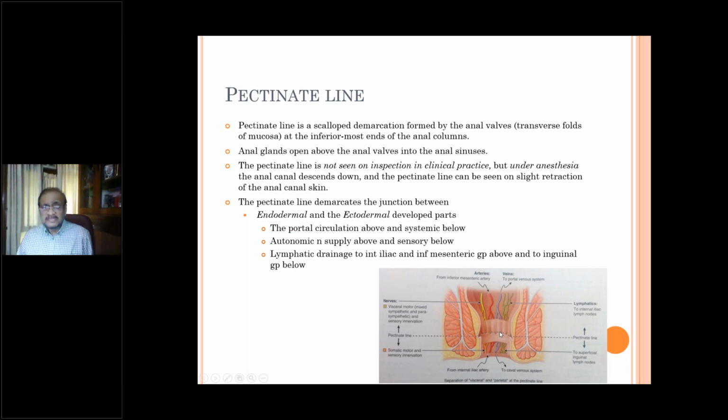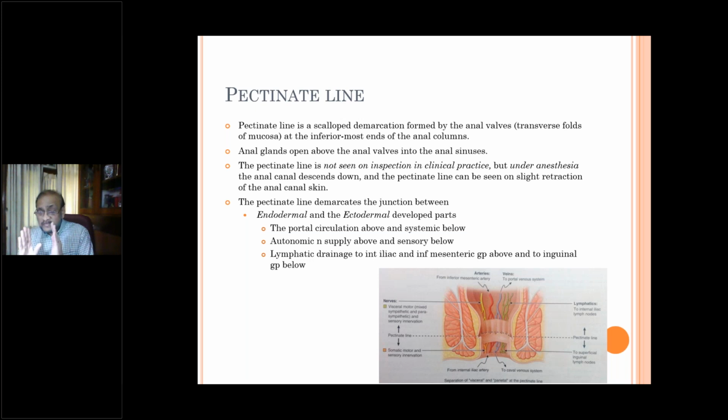And these are what? These are transverse folds of mucosa. That means instead of the longitudinal folds, you also find some transverse folds lying below, right? At the inferior most ends of the anal columns. Above this is the pit, and into the pits the anal glands open. So these are anal sinuses or pits above this. These are longitudinal columns. So here somewhere you would have the openings of the anal glands.